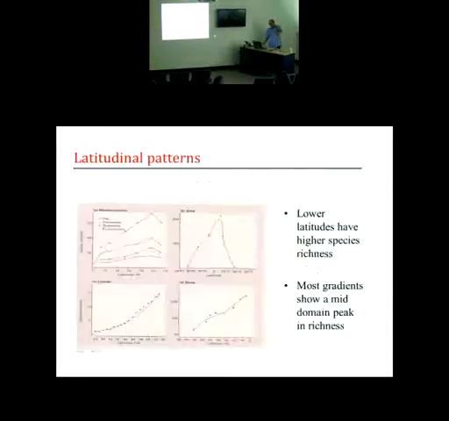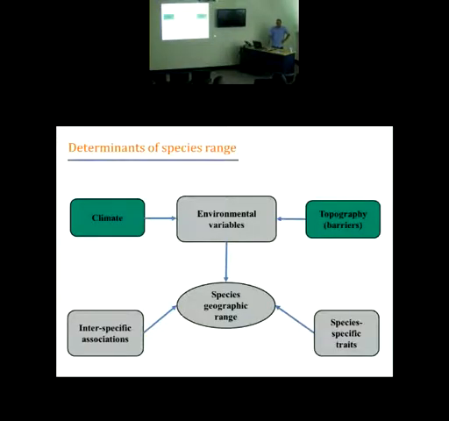In general, the patterns have been that lower latitudes have higher species richness, but most gradients, in fact, appear to show a mid-domain peak in richness. In most elevational gradients, peaks in species richness are in the middle elevations, and if one looks at the globe as a domain, again, the center of the domain has the peak in richness.